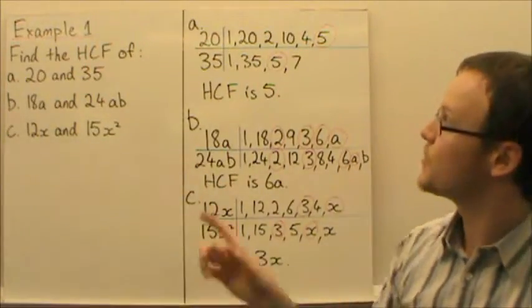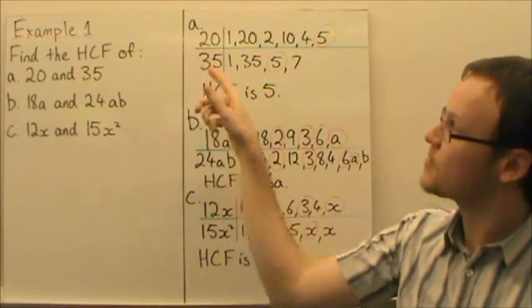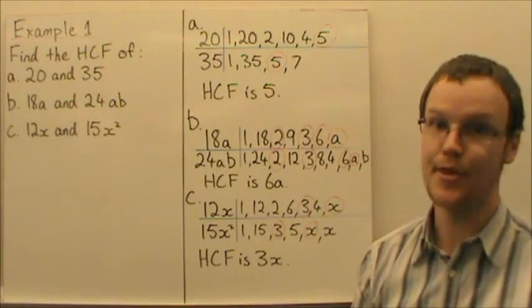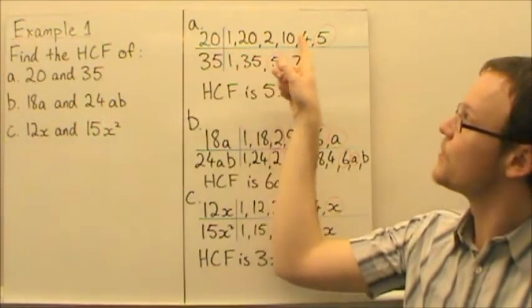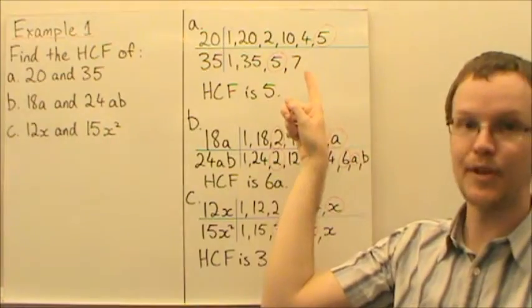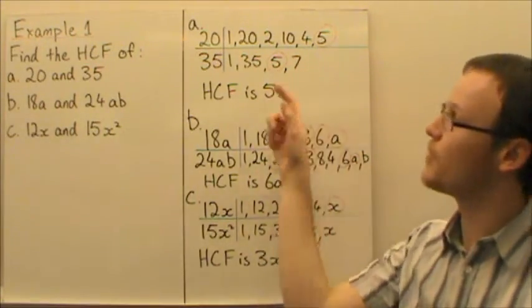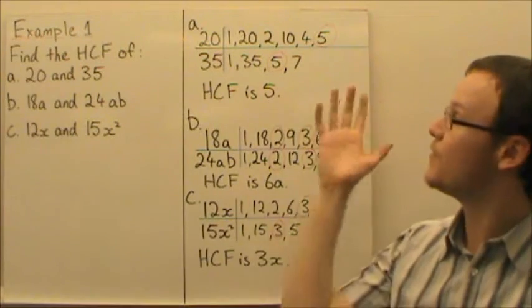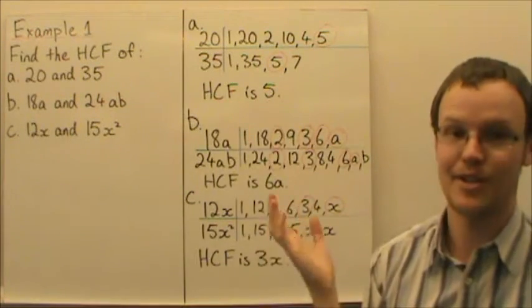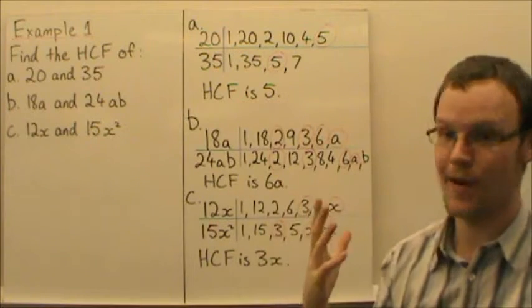Looking at our first example here, we're looking for the highest common factor between these two numbers, 20 and 35. So we can list all of the factors of 20 and all of the factors of 35. Then we can circle the common factors. So the only common factor between 20 and 35 is 5. So the highest common factor must be 5.